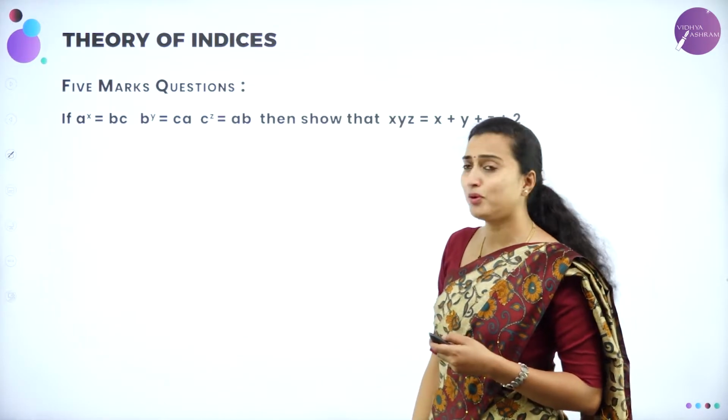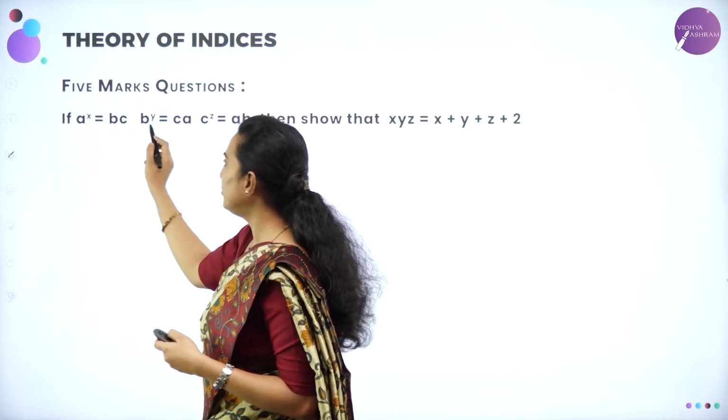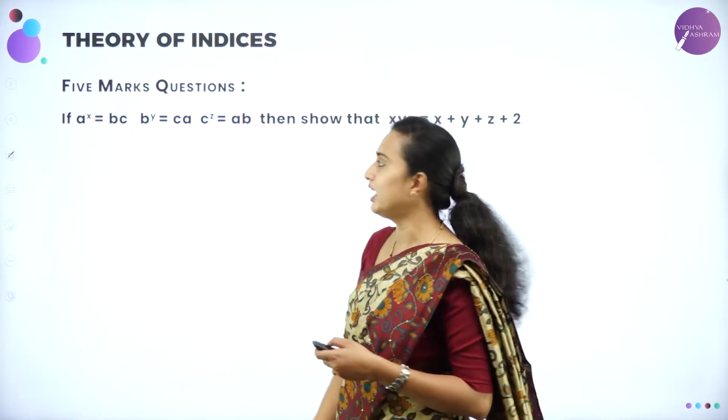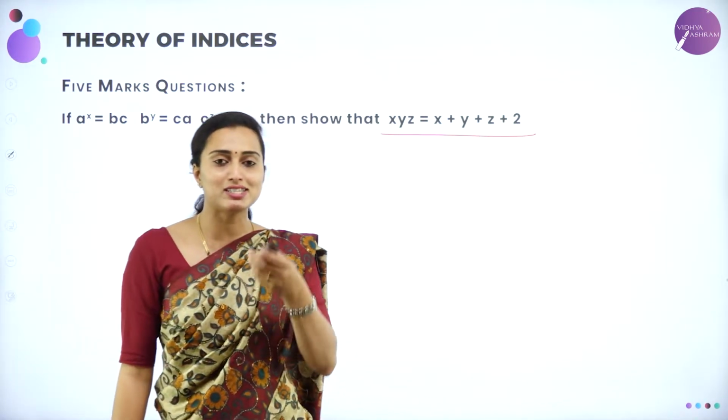So what is the first problem? 5 marker. If a power x equal to bc, b power y equal to ca, c power z is equal to ab, then show that xyz is equal to x plus y plus z plus 2.